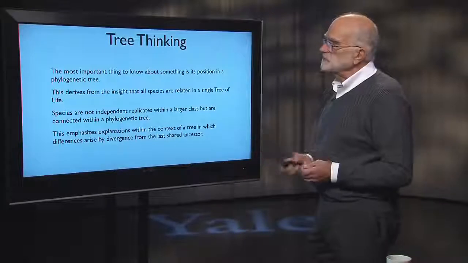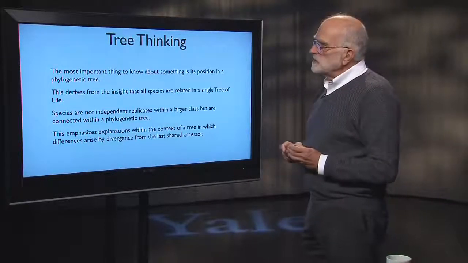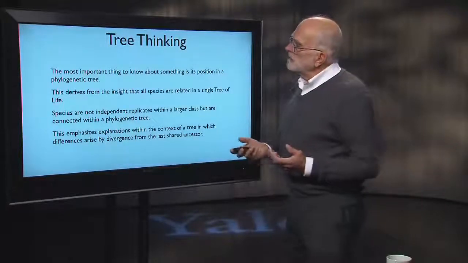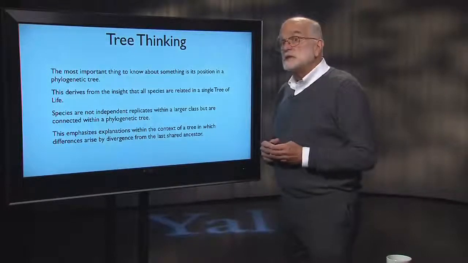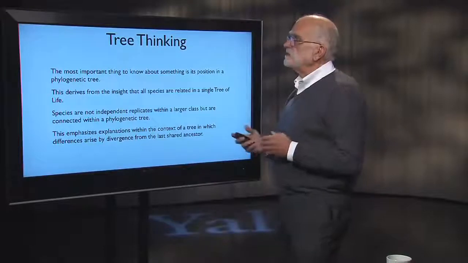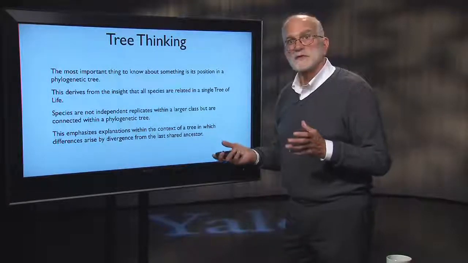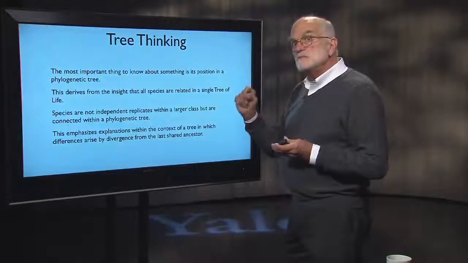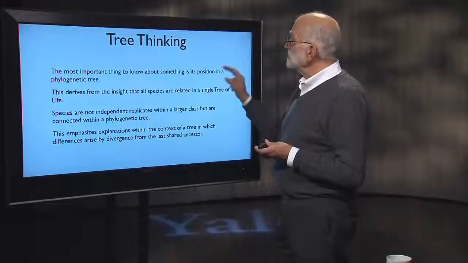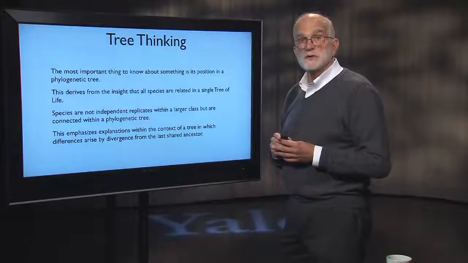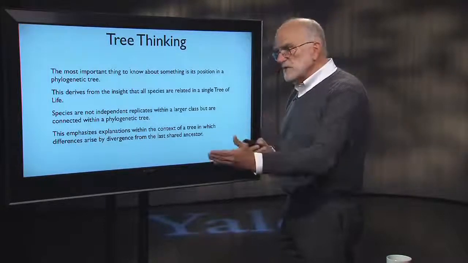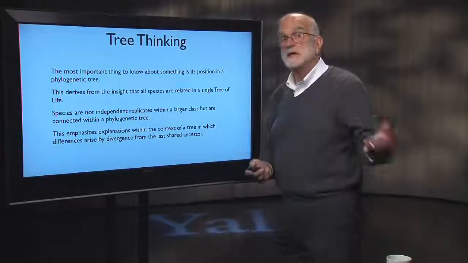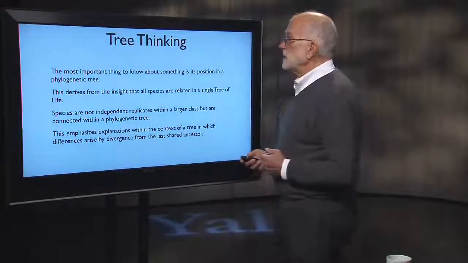Now, tree thinking. Tree thinking means thinking about, not redwoods and pines, but phylogenetic trees. And if you are a person who is adept at tree thinking and you like this kind of biology, then you think that the most important thing to know about something is its position in a phylogenetic tree. In other words, what's its evolutionary history, who are its relatives, and what can I understand about it by understanding its past and its relationships.